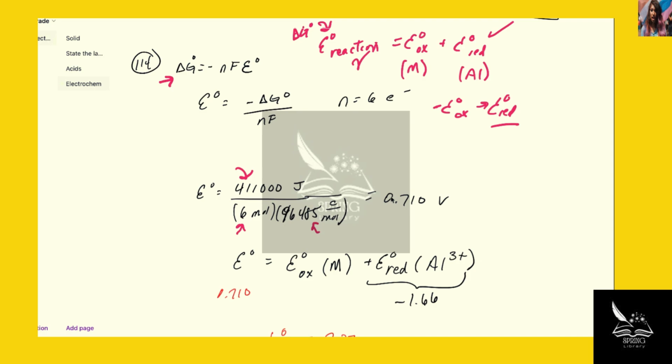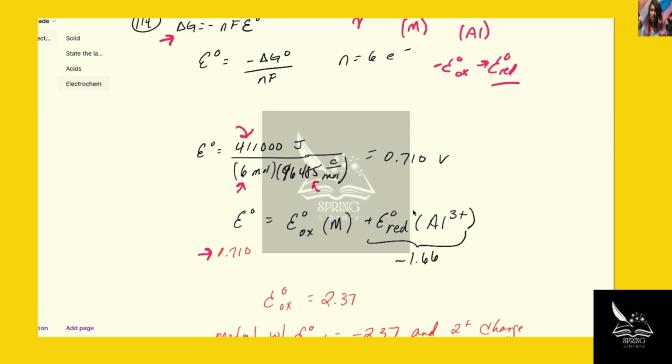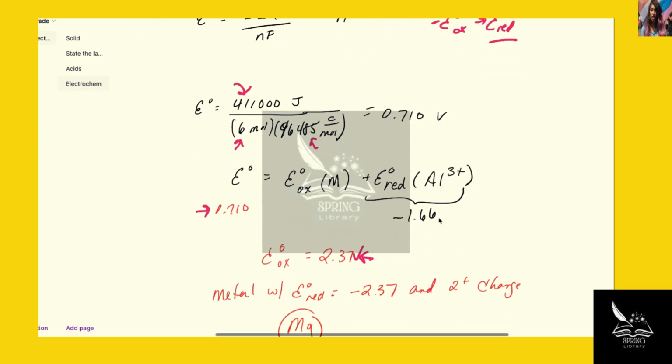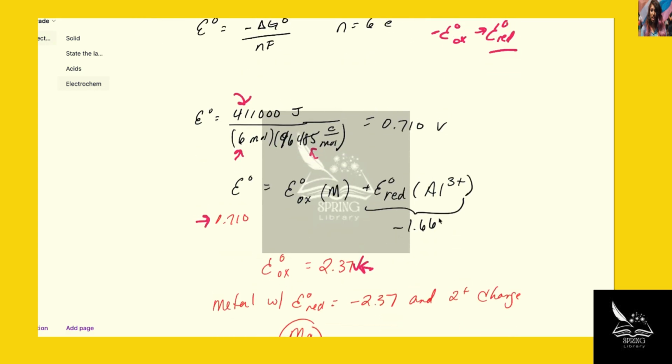So now we just have to look up the reduction potential for aluminum 3+. That's negative 1.66 from the table. We know E0 we just calculated for the total reaction is going to be negative 0.710. That means E0 oxidation for the metal is 2.37 volts. So E0 reduction is going to be negative 2.37. That's what we're going to need to look up in the table.